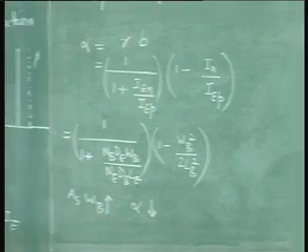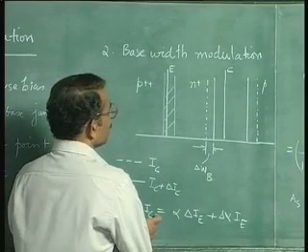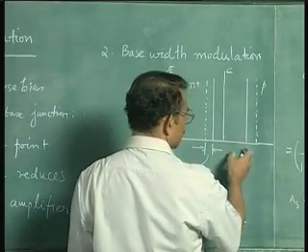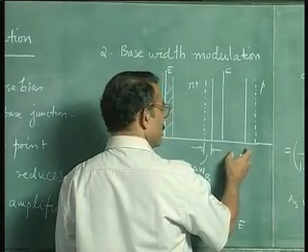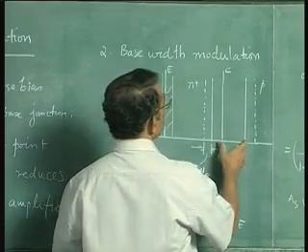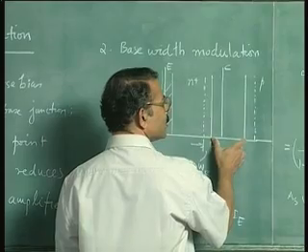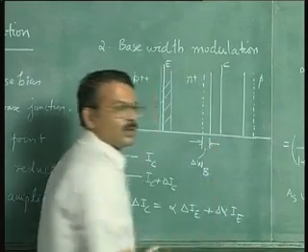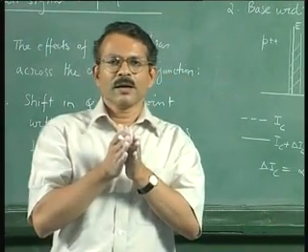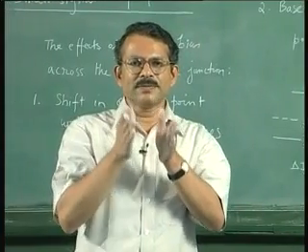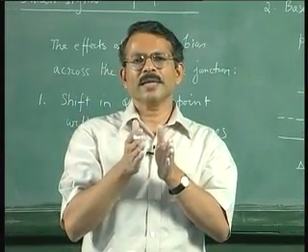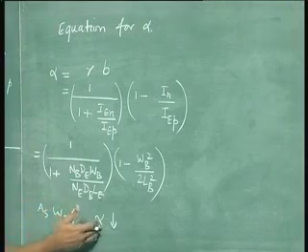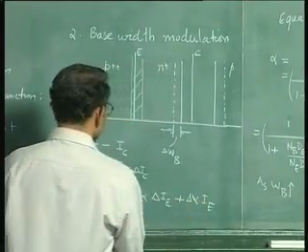So when you increase delta IC, what we have seen is that the collector base voltage reduces, which means the depletion width reduces, and delta WB therefore is increasing. So base width modulation is increase in the base width when your collector current is increasing, and increase in the base width causes alpha to fall. Therefore delta alpha in response to delta IC will be negative.